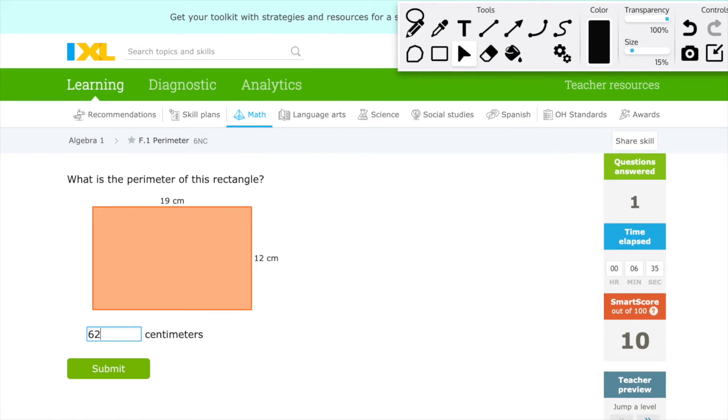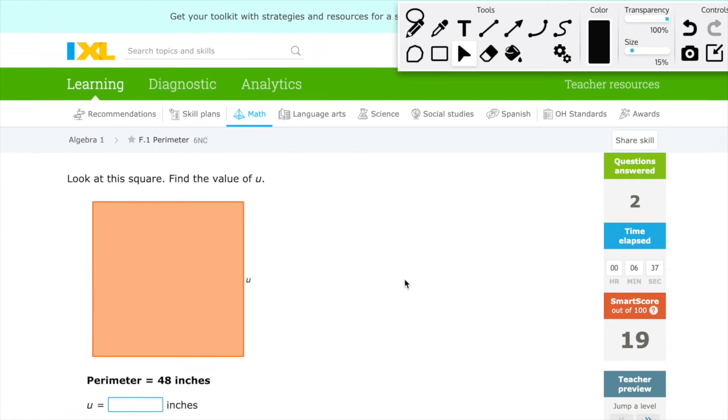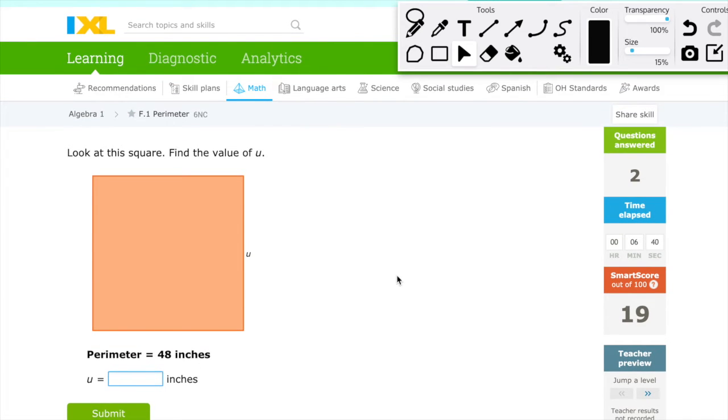Okay, let's see what we're looking at. We might need to jump ahead. Okay, so find the value of u. It doesn't show anything here, but it does tell us that it is a square. With a square, we know that all sides are the same. You might see in the future a marking like this. When they have a single dash, all the single dashed sides are the same.